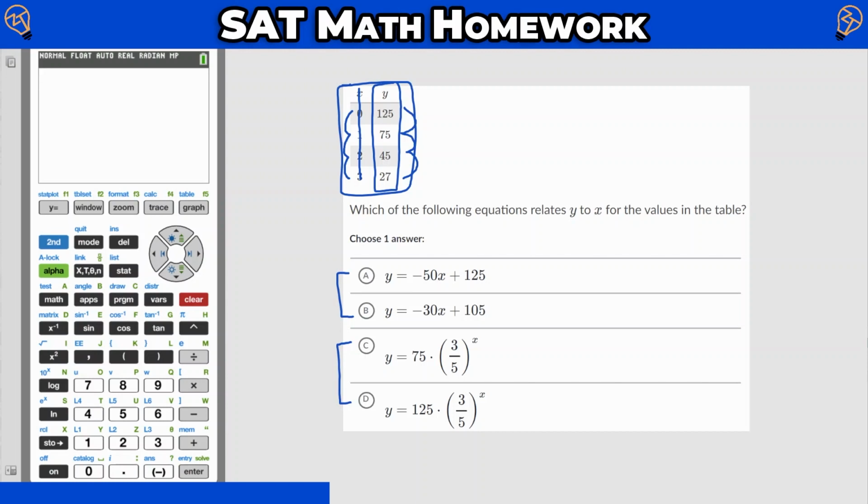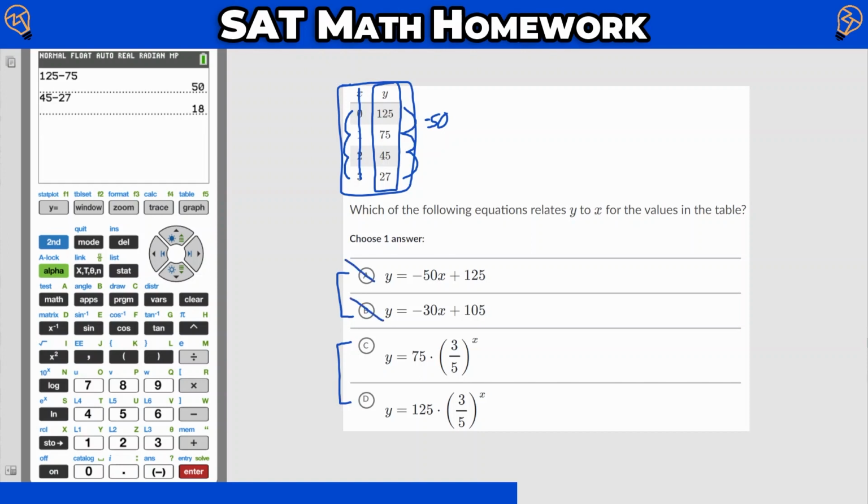Well, it looks like initially it's decreasing by 50, right? And obviously you can use your calculator to figure out that that changes by 50. But does it appear to be consistently decreasing by 50? Well, especially once we get to 45 and 27, I would say no. So I'm leaning much more toward an exponential model. And that means I could eliminate options A and B because those were linear.